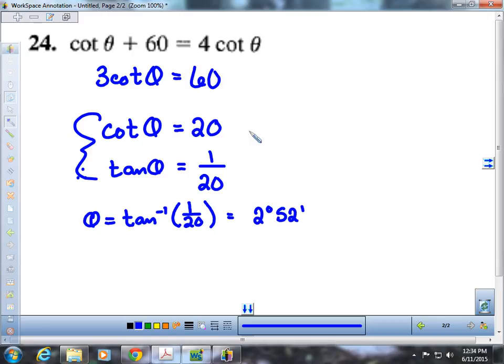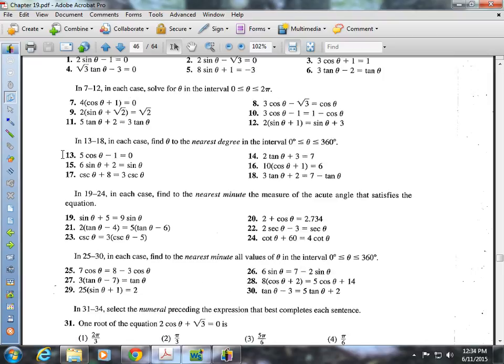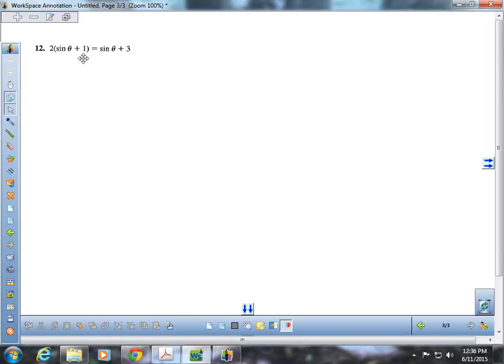All right, with 24. Nikki? 12. 12 they want in radian. We're still going to find this all in degree. Then we're just going to shift our degrees to radians. Okay.